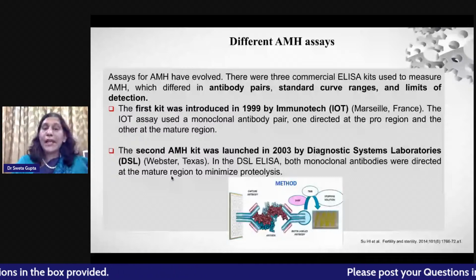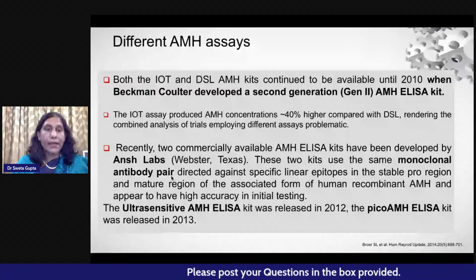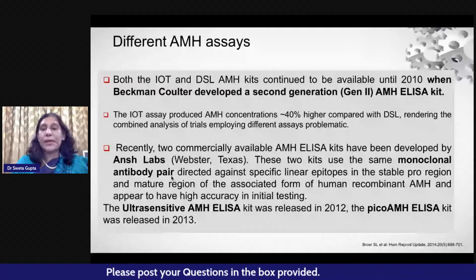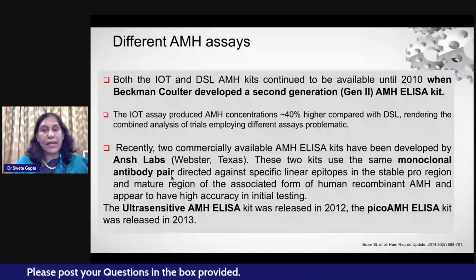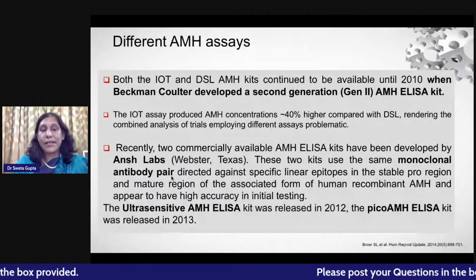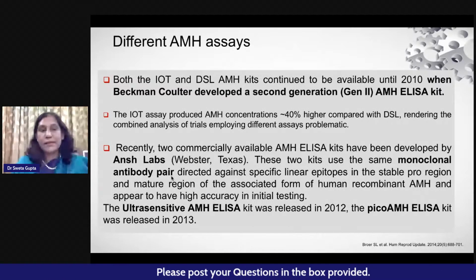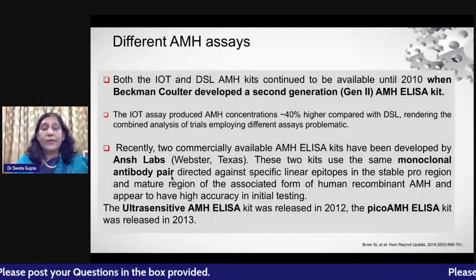Both IoT and DSL AMH continued to be available till 2010, when Beckman Coulter developed a second generation AMH ELISA kit. And it was even seen that the IoT assay was 40% higher compared to DSL, rendering the combined analysis of trials employing different assays problematic.